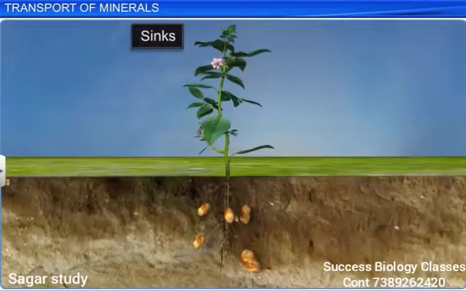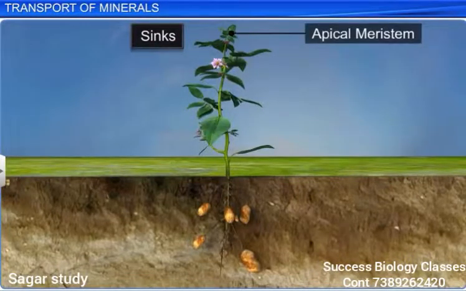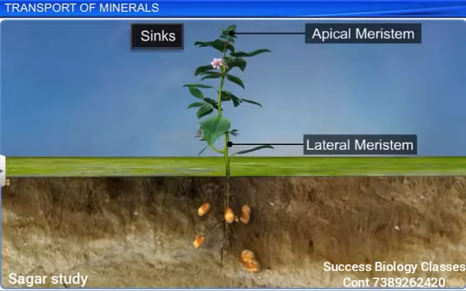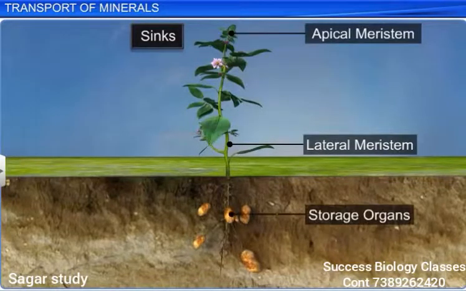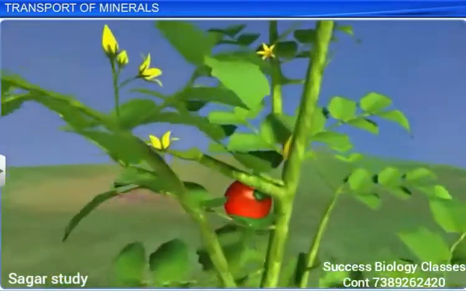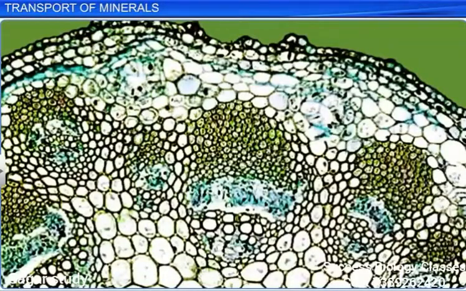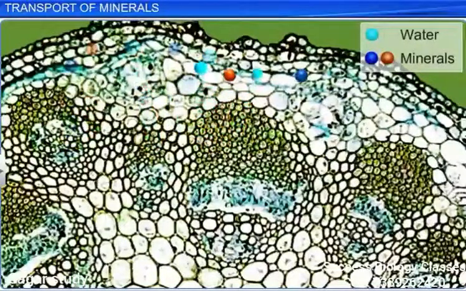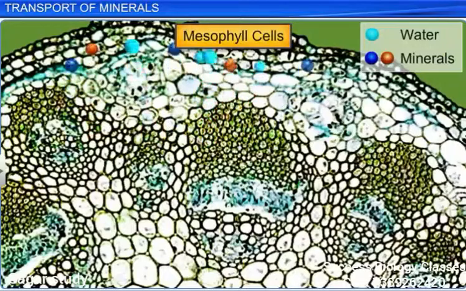The sinks inside plants are usually found in its growing regions like apical and lateral meristems, young leaves, developing fruit, flowers and seeds, as well as storage organs. These mineral ions are unloaded at the fine vein endings of leaves through diffusion and are taken up by active transport by associated cells such as mesophyll cells.